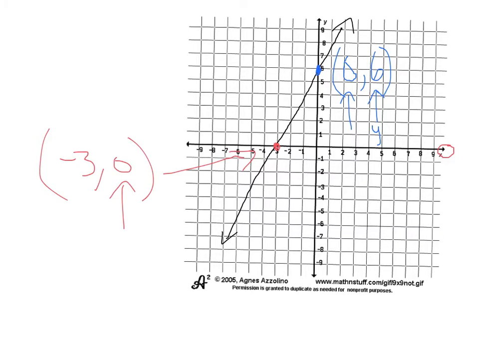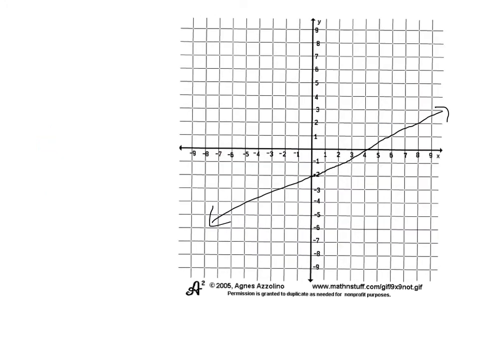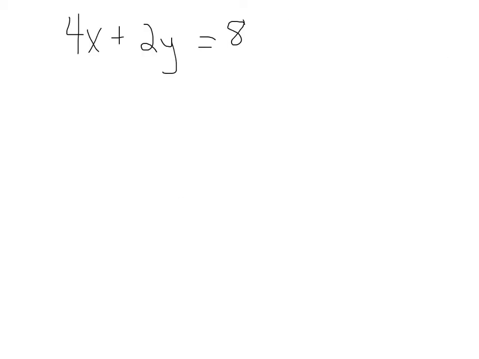So real quick, another example. If we were looking at this line, you'd see here your x-intercept is at (4, 0), and your y-intercept, you can go ahead and guess it, down here at (0, -2). Pretty easy stuff. Let's say you were given this equation.